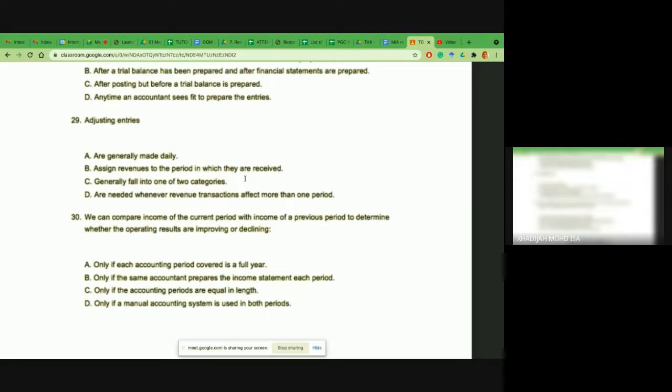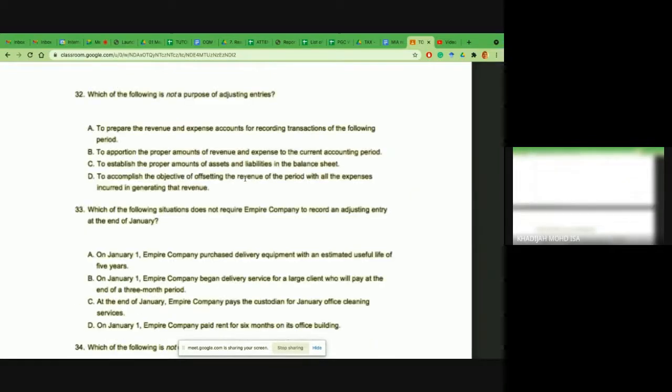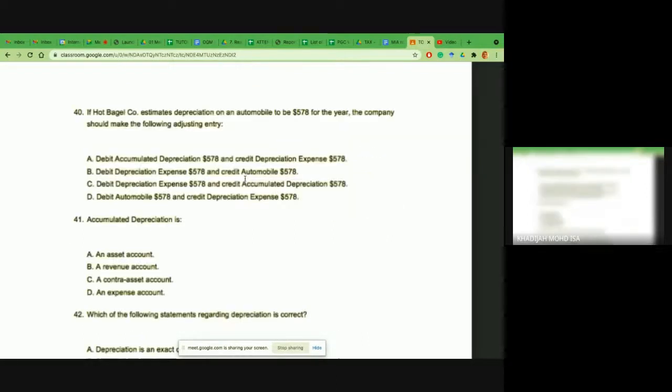No. Revenue is recognized. Fall into one of two categories? No, there are four. Are needed whenever revenue affect more than one period. So the answer should be D. Right? Okay, so that is the multiple choice question. Let me see if we have.